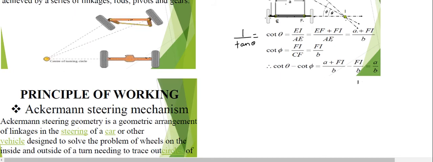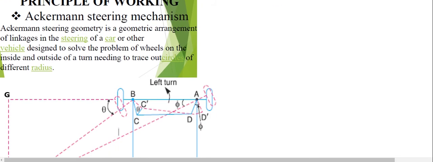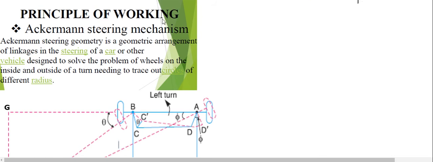So according to this, we will see how the Ackermann steering gear mechanism works. The first one, the important one that we want to learn, is the Ackermann steering gear mechanism. Ackermann with a capital A, because Ackermann is the name of the scientist. Ackermann steering gear mechanism is normally used now for steering cars and other vehicles.